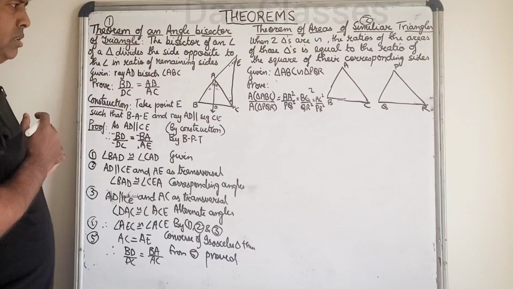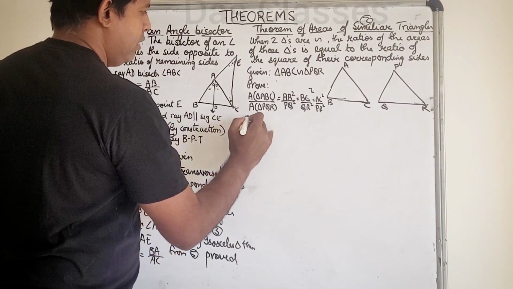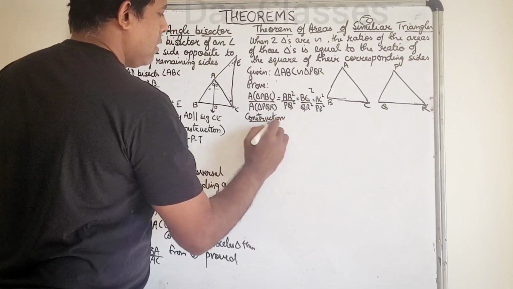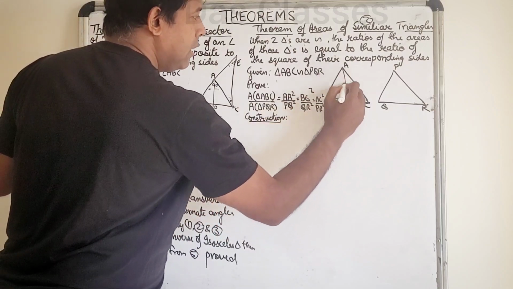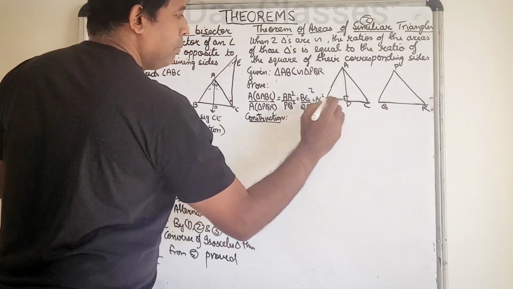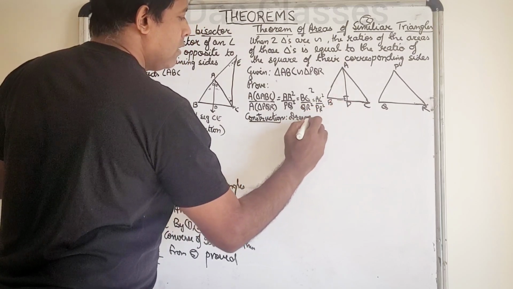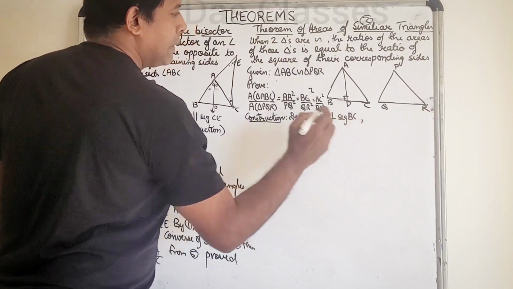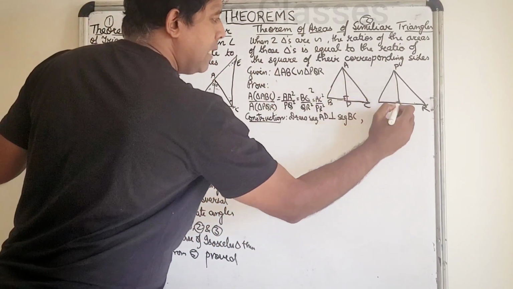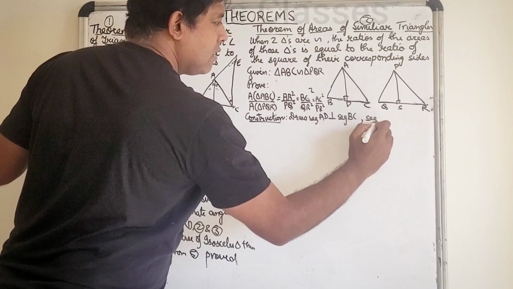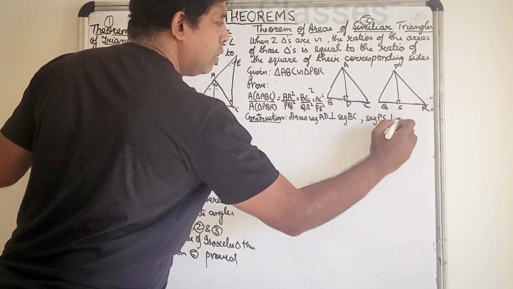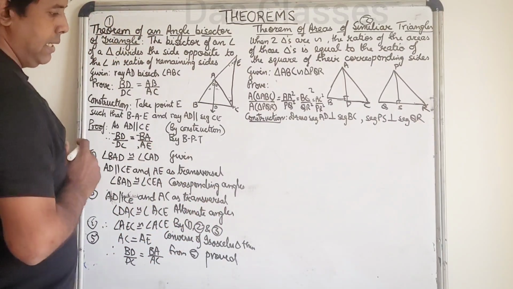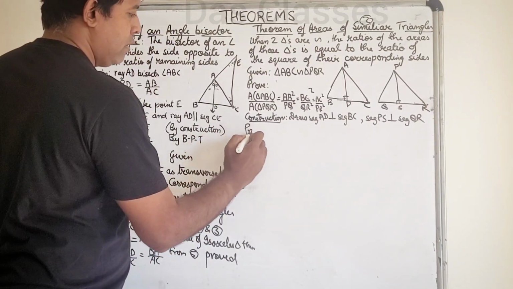So how will we prove this? Again, for this, we need to do a little bit of construction. That is, draw segment AD perpendicular to segment BC and segment PS perpendicular to segment QR. Okay, let's start now. So proof.